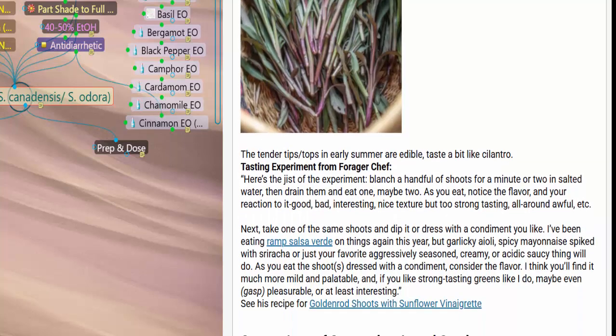And here is a tasting experiment from the Forager's Chef. He says, here's the gist of the experiment. Blanch a handful of shoots for a minute or two in salted water, drain and eat one, maybe two. As you eat, notice the flavor and your reaction to it. Good, bad, interesting, nice texture, but too strong tasting all around, awful, etc.